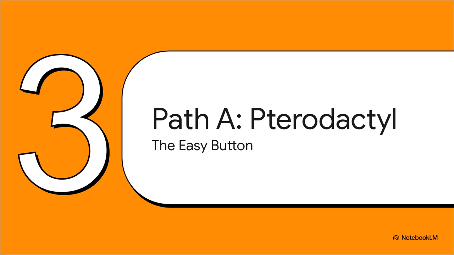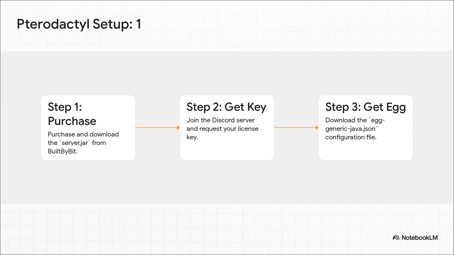So let's dive into Path A, the Pterodactyl Quick Start. I like to call this the easy button, because it's genuinely the fastest way to get this running. Okay, so to get started, you're going to need three things. It's pretty simple. First, you need to purchase and download the main server.jar file. You get that from the BuiltByBit page.